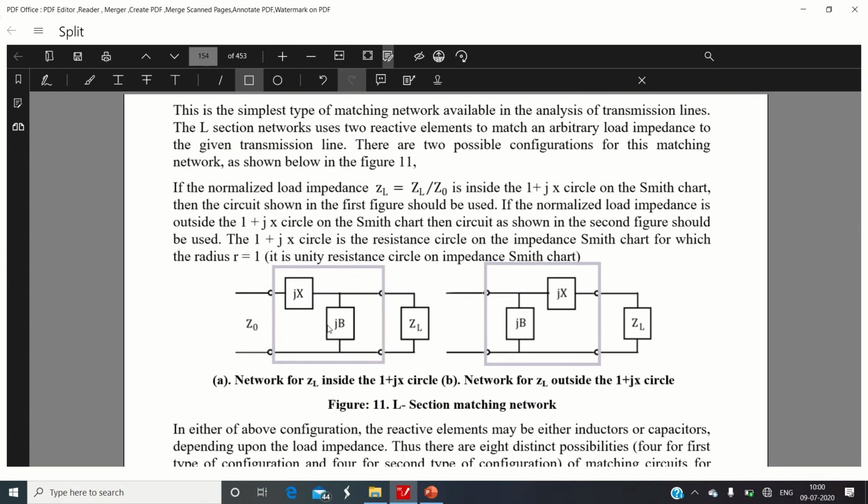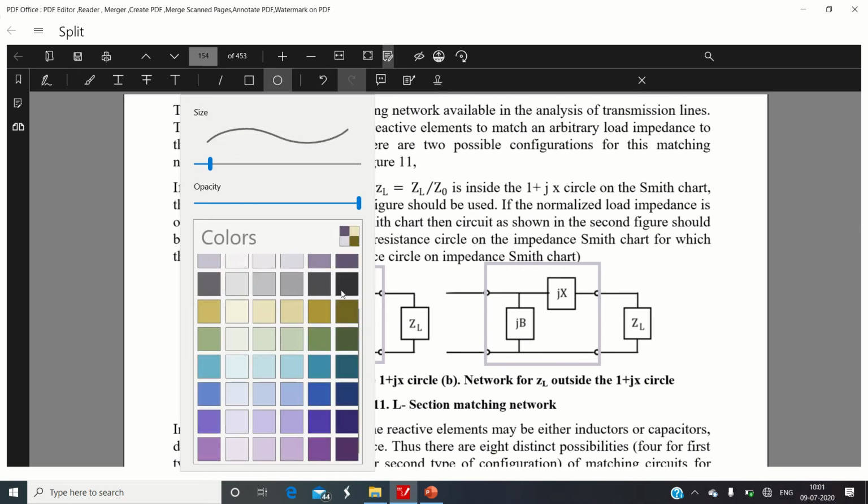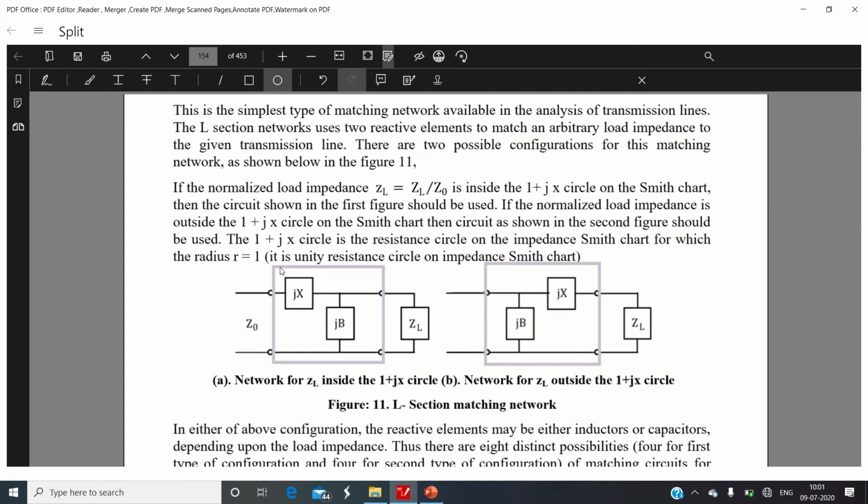Now please remember what is common between these two networks. There is a complex load impedance on the right hand side. This complex load impedance we want to match with the characteristic impedance of a transmission line. That can be done by inserting an L network, and this network will consist of a series arm. Please remember the series arm is denoted with this element. So this is a series element, right?